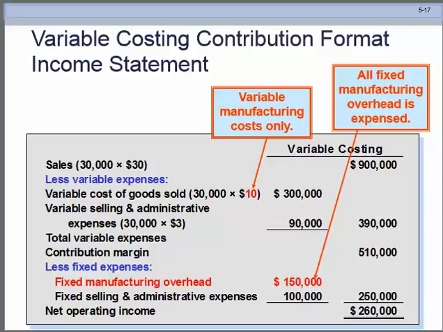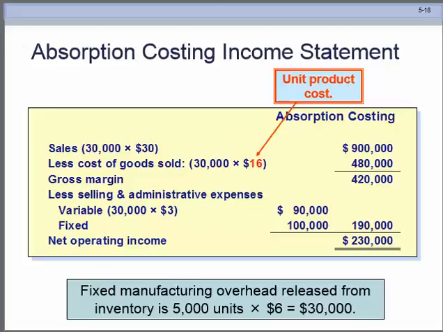$260,000. Now, let's look at it from the absorption costing perspective. Now, what changed is our cost of goods sold, because we are including the fixed manufacturing overhead per unit. And just because of the reorganization of how we classify these costs between variable and absorption costing changes our net operating income.